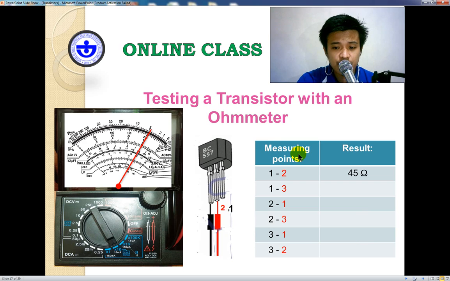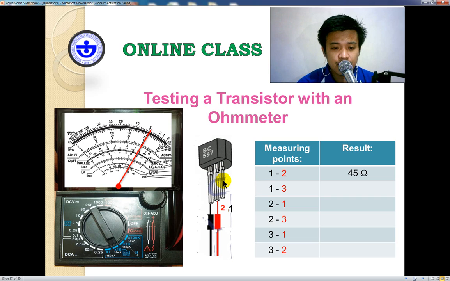In the first column, I have the measuring point. I'm referring to the combination of the legs of a transistor. So I'll label these as terminal 1, 2, and 3. So this is pin 1, pin 2, and pin 3. When I say 1 and 2, it means I am connecting the test probes of my multitester to pin number 1 and pin number 2. The color here of this pin number refers to the color of our test probe that is connected to the specific terminal, the specific leg of our transistor.